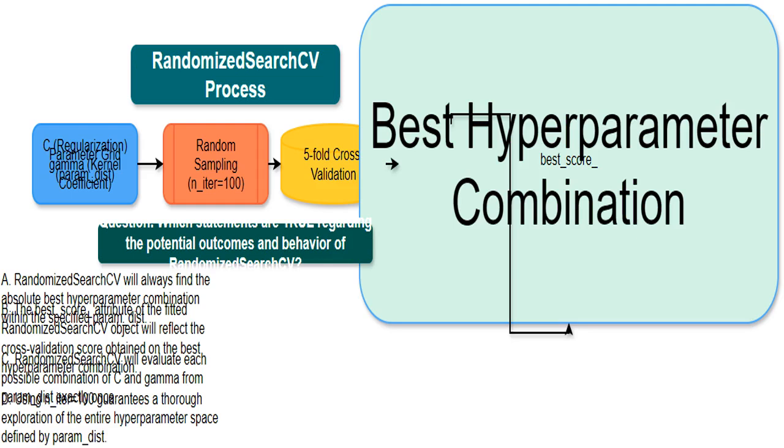After evaluating the 100 random combinations using cross-validation, RandomizedSearchCV identifies the combination that yielded the highest average cross-validation score. This is considered the best combination found through this process. However, this is not necessarily the absolute best combination across all possible hyperparameter settings.